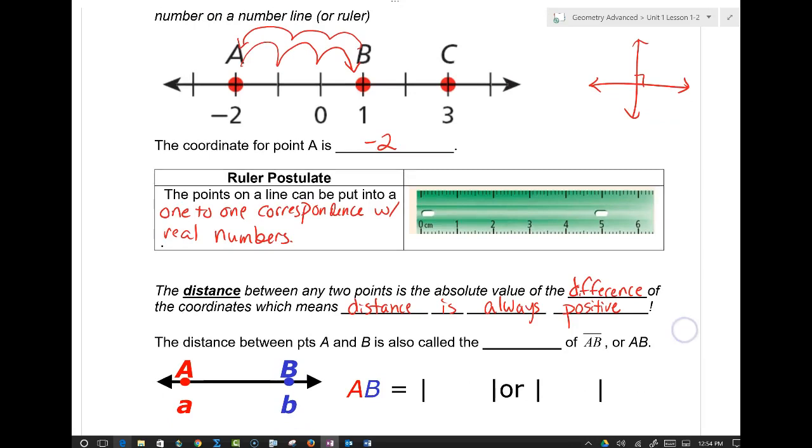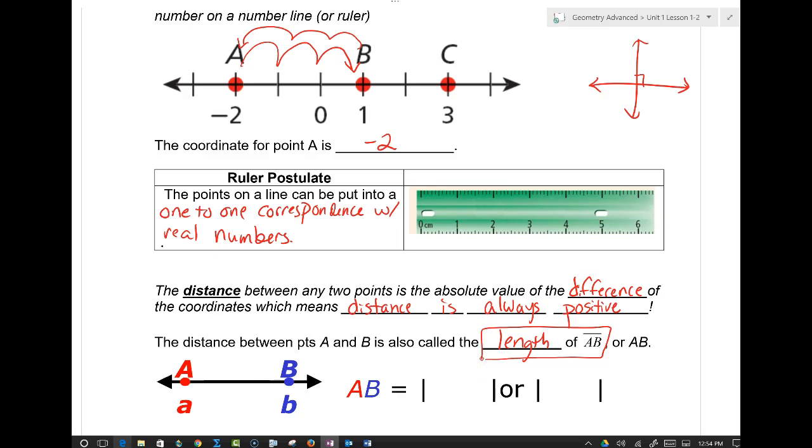Excellent. So the distance here between A and B is also called the length, all right? Because what do we do on a line? Can we take a part of the line out and call it a line segment? So distance, the other word for it is length, okay? So I'm looking for the length of line segment AB.